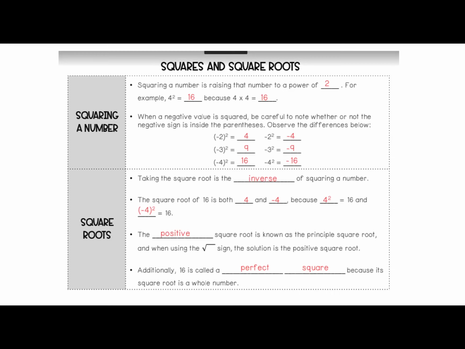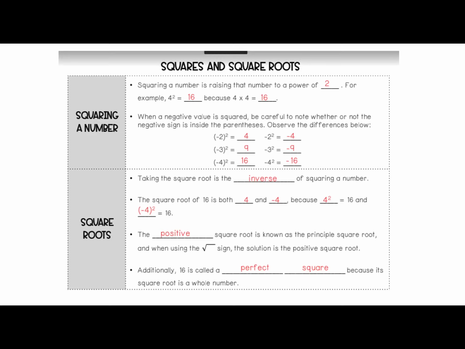Square roots. So first we're going to talk about what a square and square root are. Squaring a number is raising that number to the power of 2. For example, 4 squared equals 16 because 4 times 4 is 16.